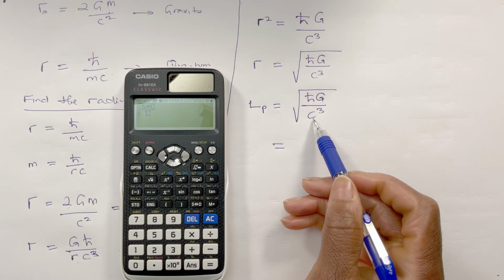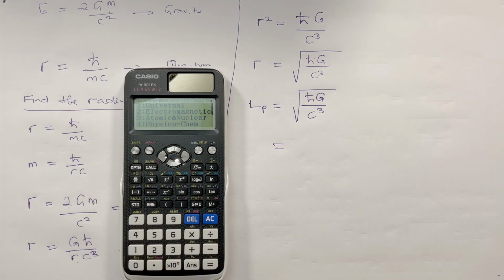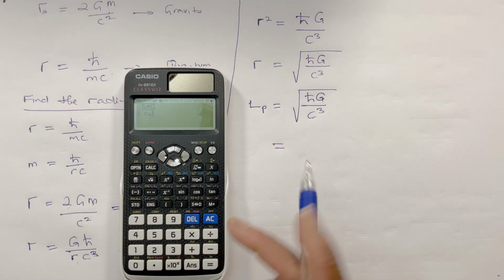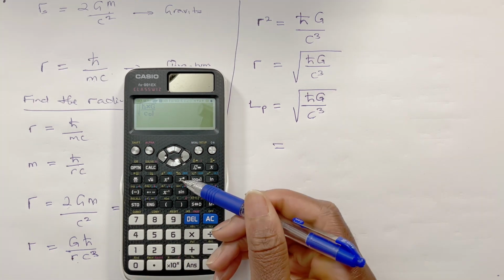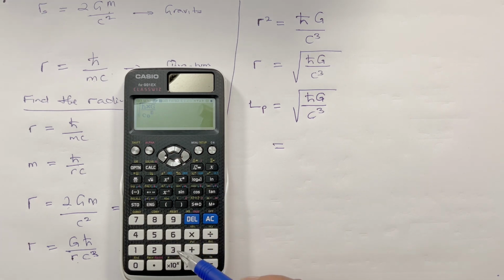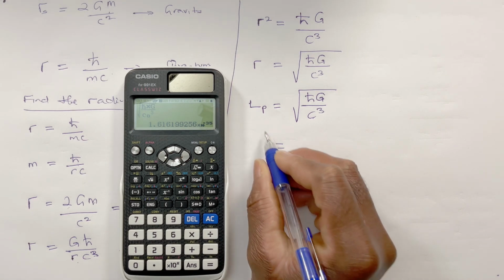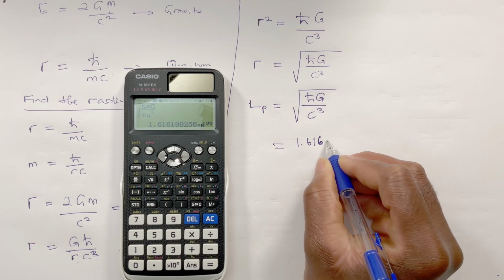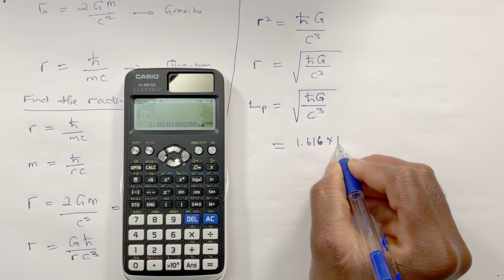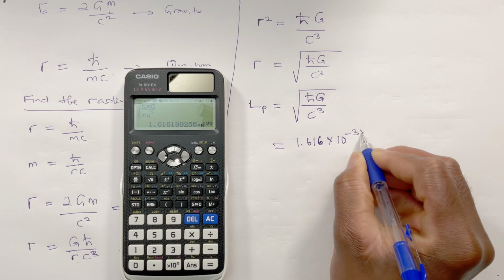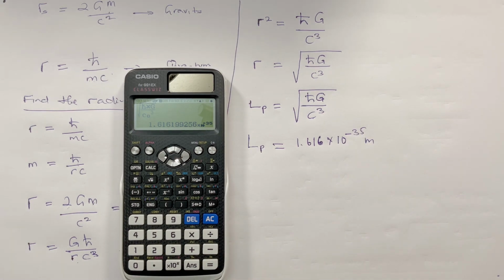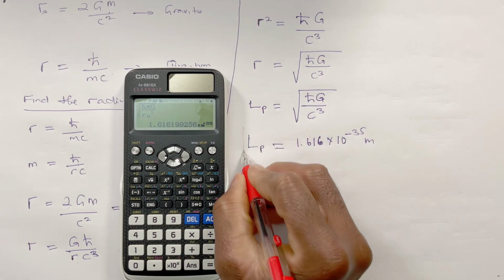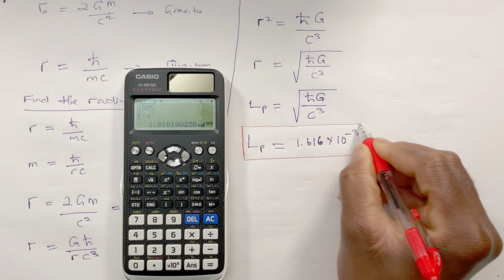Bring the arrow key down. I want the speed of light in vacuum: shift, constant, number 3. But I want to cube it, so it's to the power 3. Then I press equals. So now the Planck length is 1.616 times 10 to the power minus 35 meters. That is the length that we can squeeze this object into to start to form a black hole.